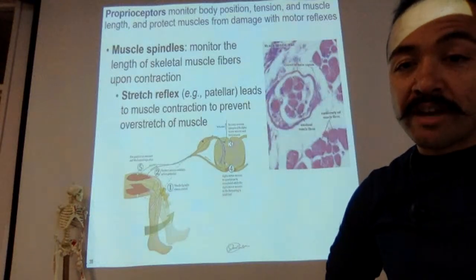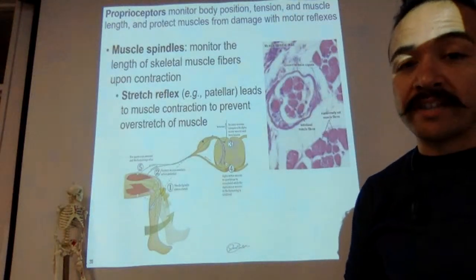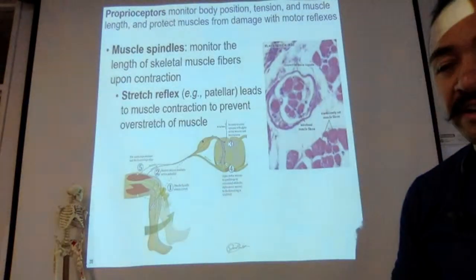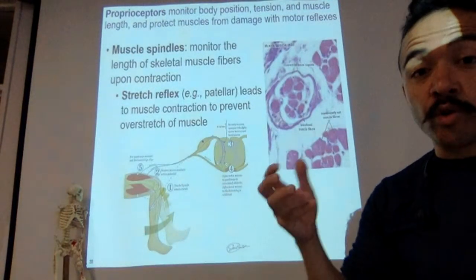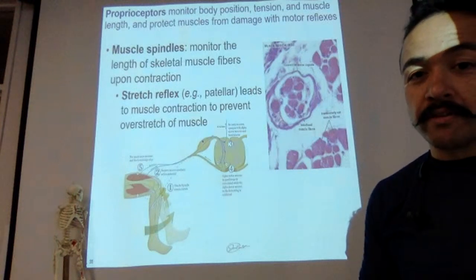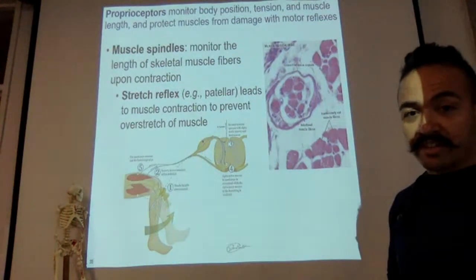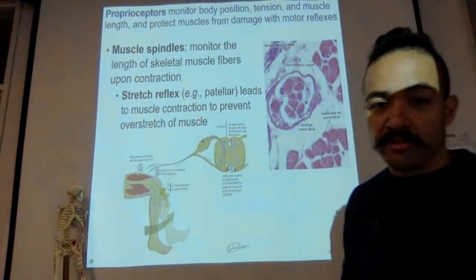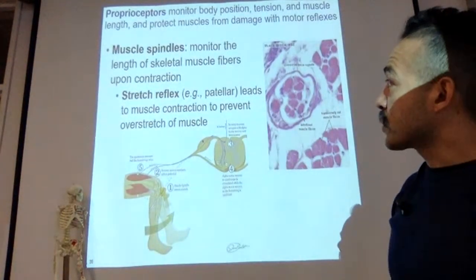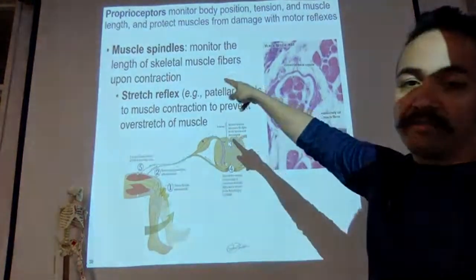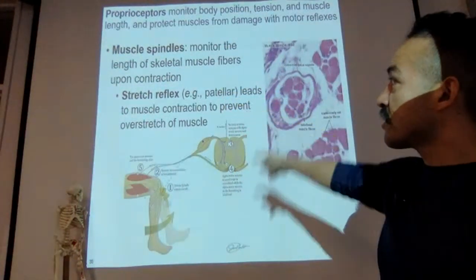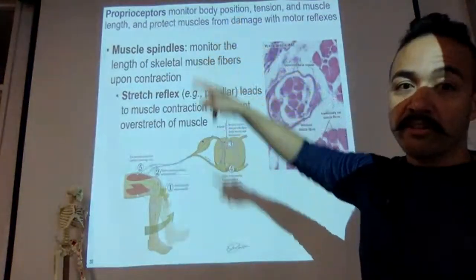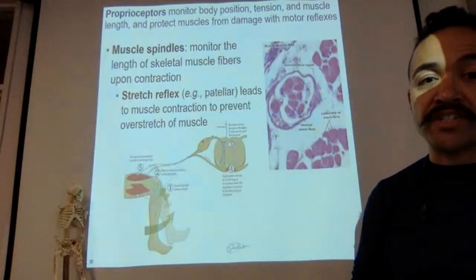The whole purpose of these receptors is to make sure your muscles don't get damaged. The reason you kick your leg out when you tap your tendon is because you want to make sure that you don't overstretch your tendon. So it's a protective reflex. You're kicking your leg out so you don't overstretch your quadriceps muscles, like your rectus femoris. That's what a stretch reflex is. A stretch reflex is to prevent overstretch, and that's mediated because you have muscle spindles. Muscle spindles monitor how stretched out those muscles are.